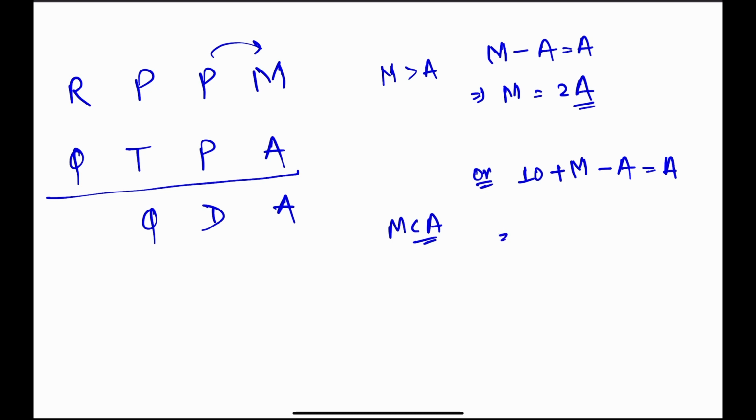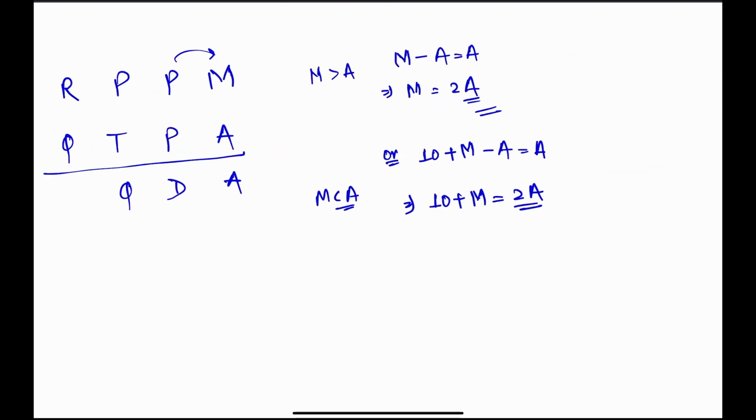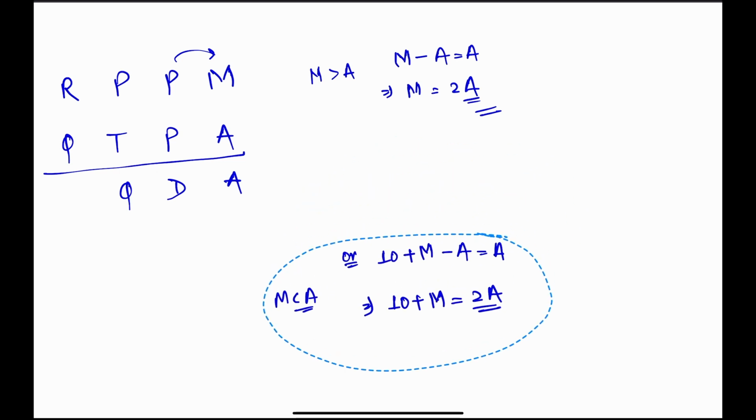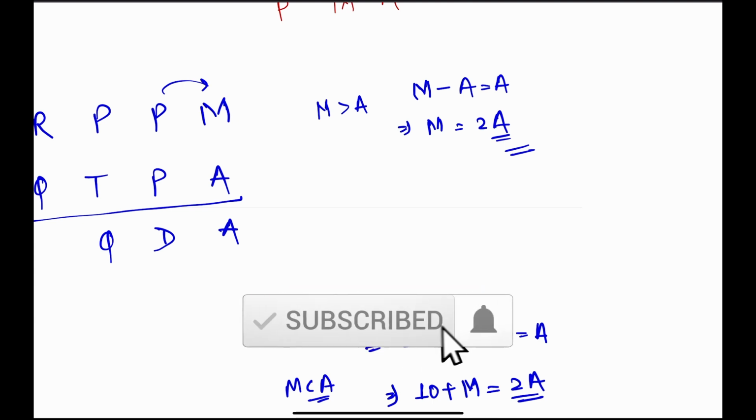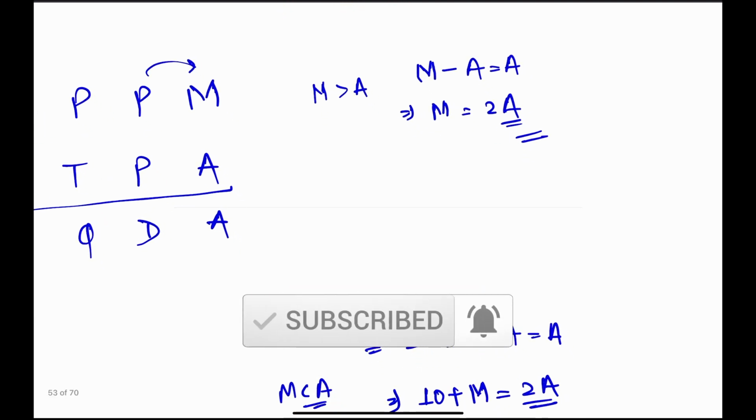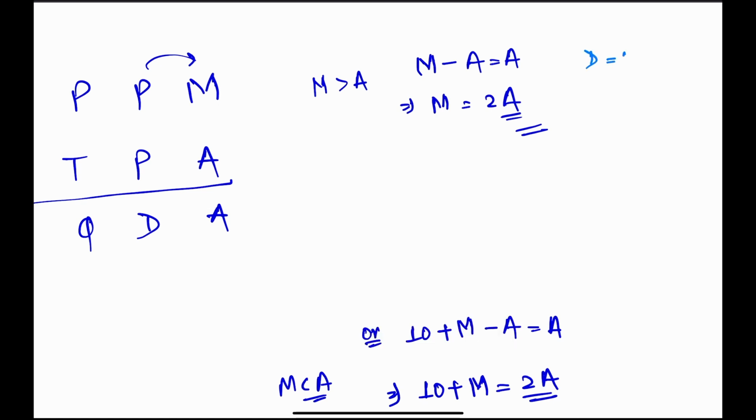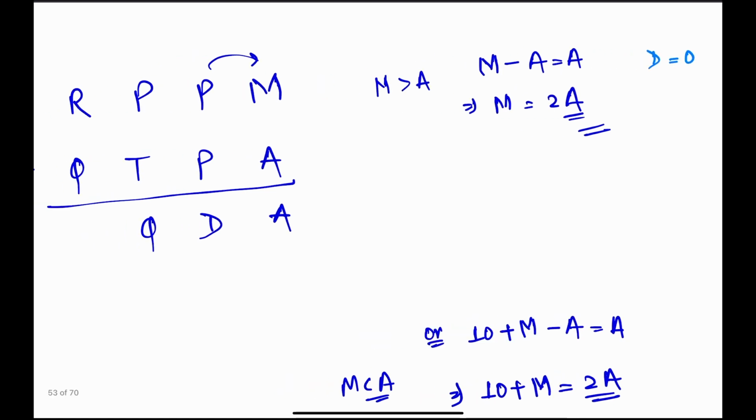So here my equation will look like 10 plus M equal to 2A. So these are the possibilities. In the first case, let me just write it here. In the first case, if M is greater, I can say P minus P will be 0. So in this case my D is going to be 0. So first of all, let's think of this case 1.